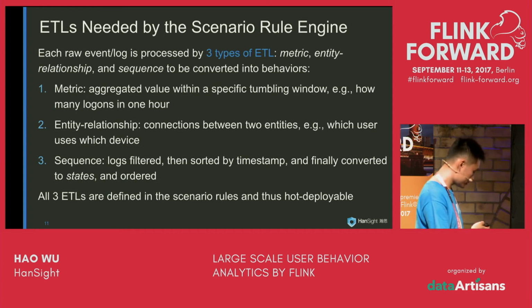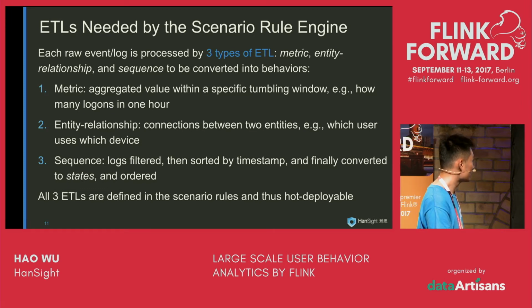So I just talked about Jules. How do we write those Jules rules? How do we match those rules to our events, our behaviors? So here's the example. ETL needed by the scenario rule engine. We have 3 types of ETL, as I mentioned: metric, entity relationship, and sequence.